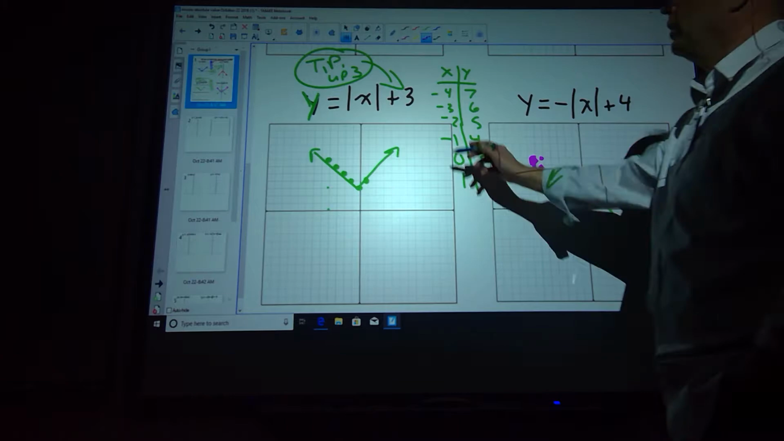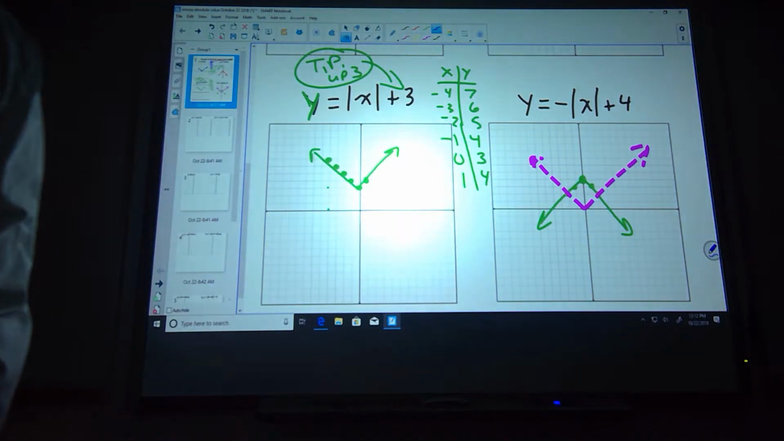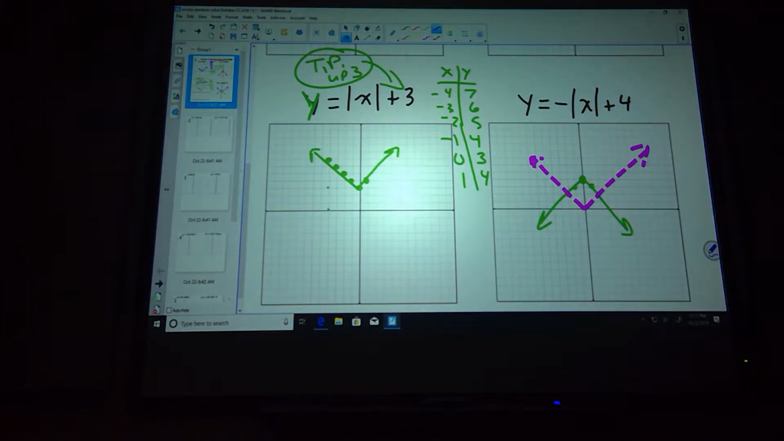I have to say that. I've only talked long enough. Different colors. Okay. It's dotted. Okay. Yeah. They have different turning points. They have different turning points because the turning point had shifted up 4 in this case.